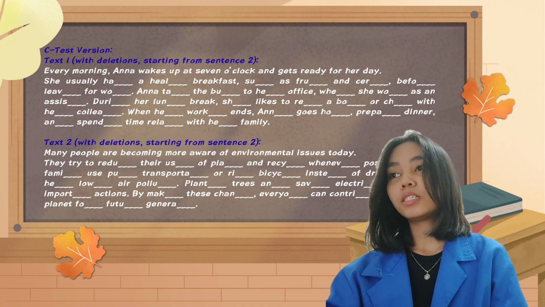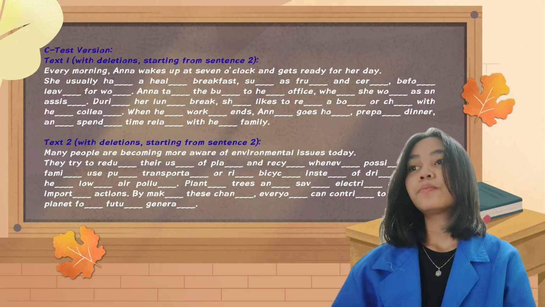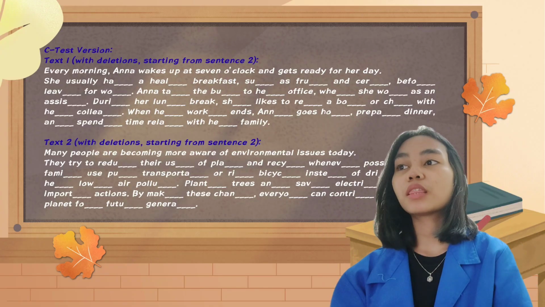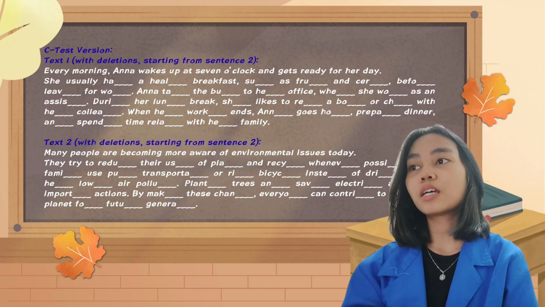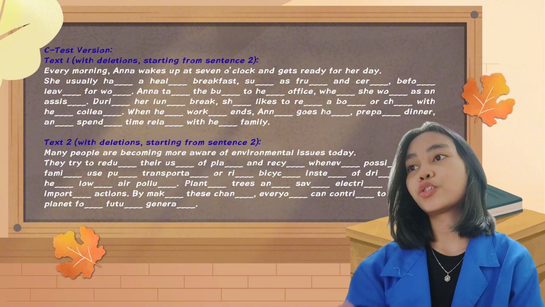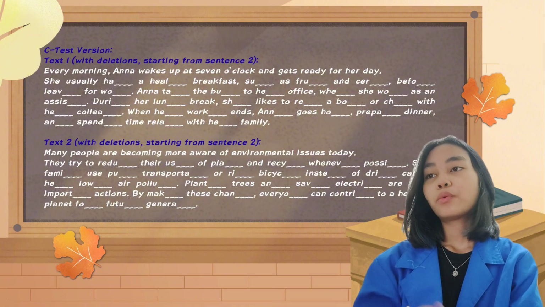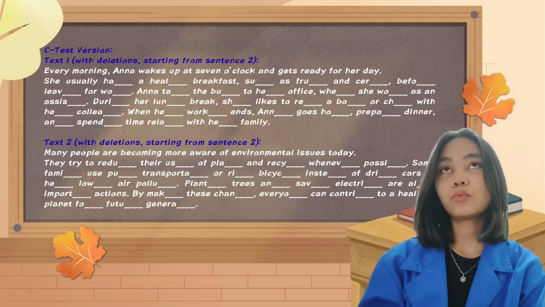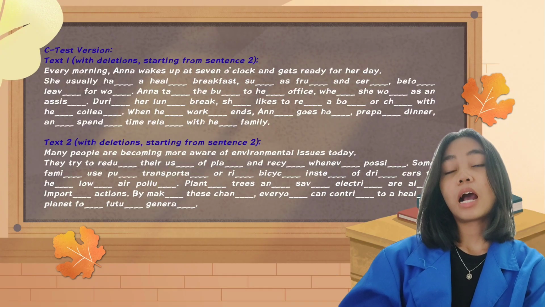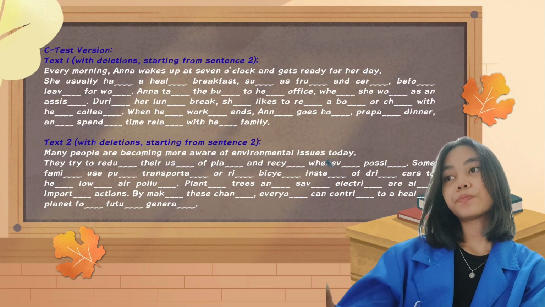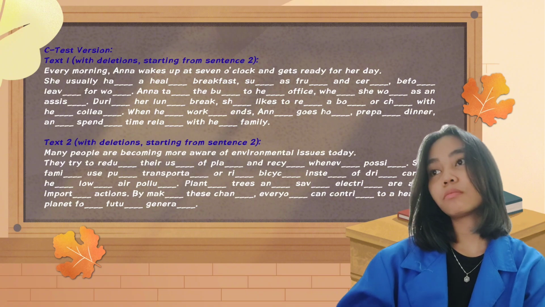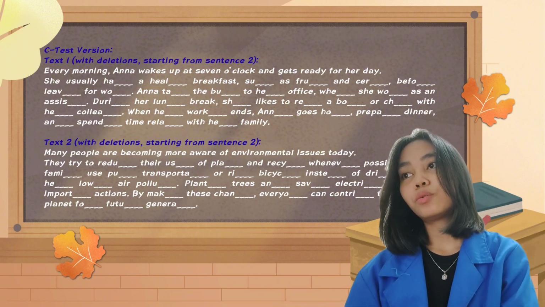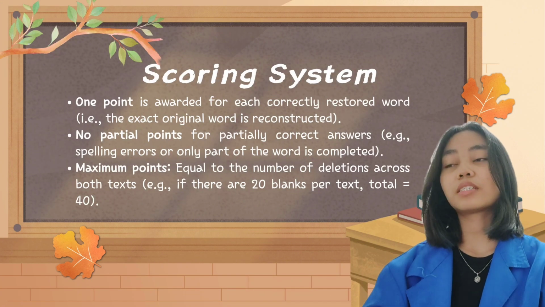So this is a C-test version with deletions starting from sentence 2. So we delete the second half of every second word from sentence 2. Scoring system.